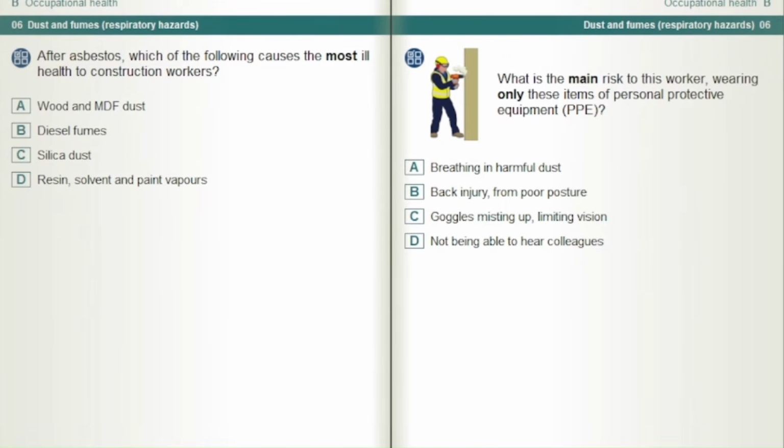After asbestos, which of the following causes the most ill health to construction workers? Wood and MDF dust, diesel fumes, silica dust, resin, solvent and paint vapours.